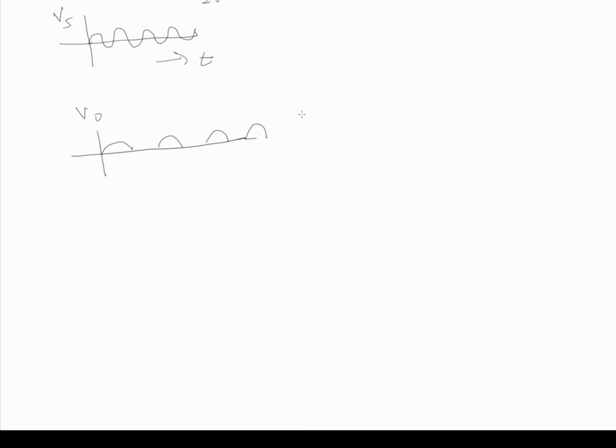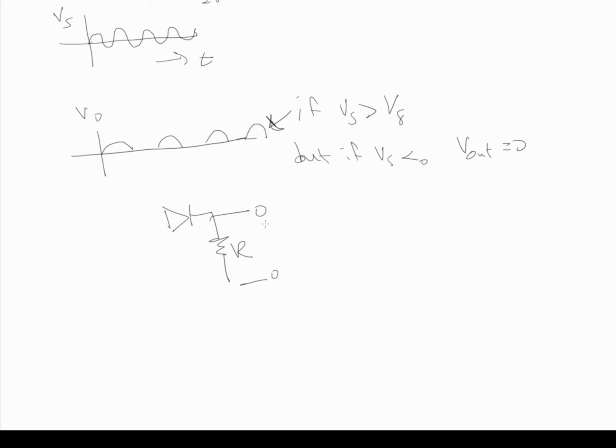And this is given for if Vs is greater than V gamma. This is what you're going to get. But if Vs is less than V gamma, then V out is equal to 0, because the diode's not conducting at that point. So anytime, and again, we're in this circuit here, we'll redraw it again. This is our V out, it's minus V out. And then we have our power supply Vs.